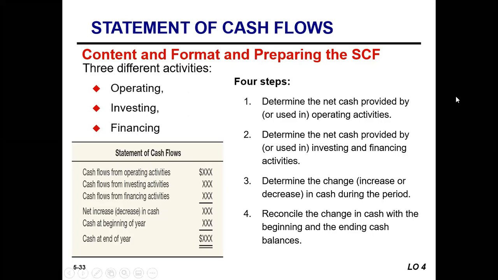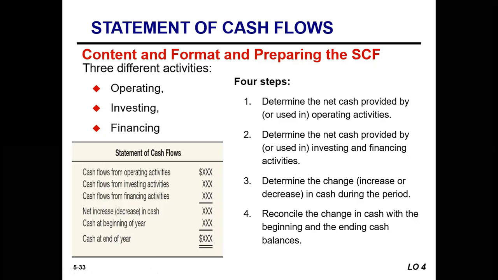Okay. So content and format and preparing the statement of cash flows. Just as we show here on our statement of cash flows, this is the basic format. Our three main sections: operating activities, investing activities, financing activities. We add together these three activities, and that gives us the net increase or decrease in cash. Then we add cash at the beginning of the year, and we should arrive at cash at the end of the year. So that's the overall format.